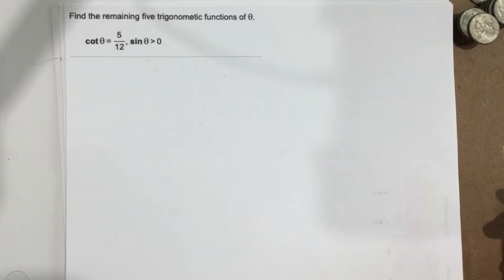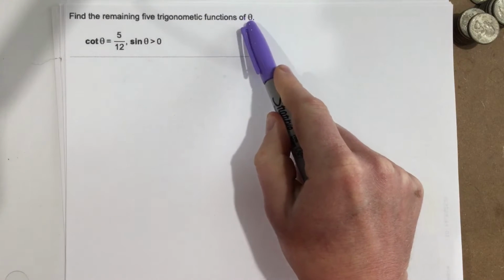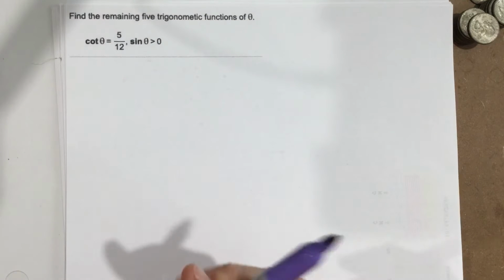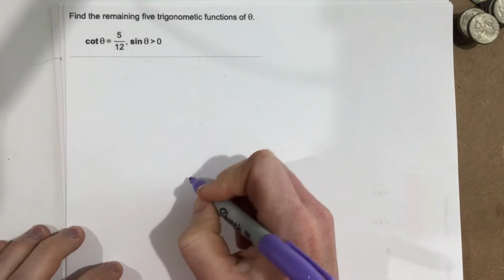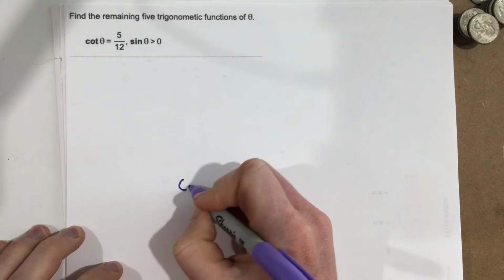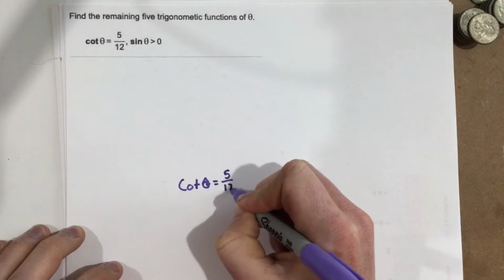This was problem number 4 from assessment number 6. It says find the remaining 5 trigonometric functions of theta. Well, what are those functions? Well, they give us cotangent. So they're telling us that cotangent theta equals 5 over 12.